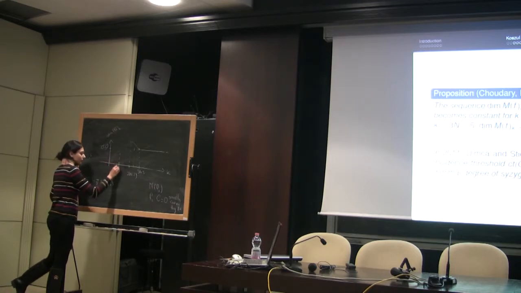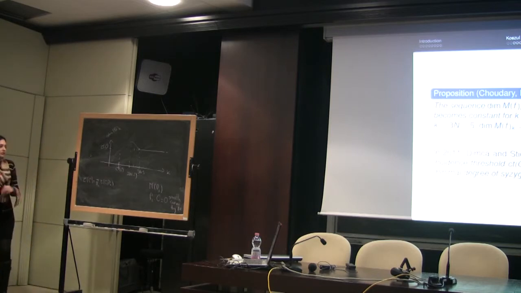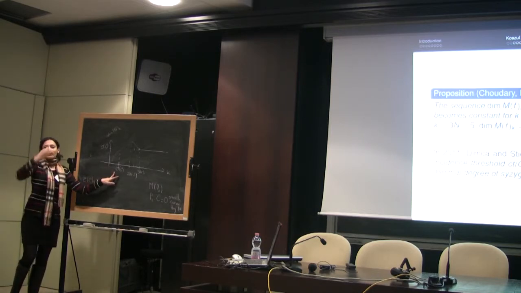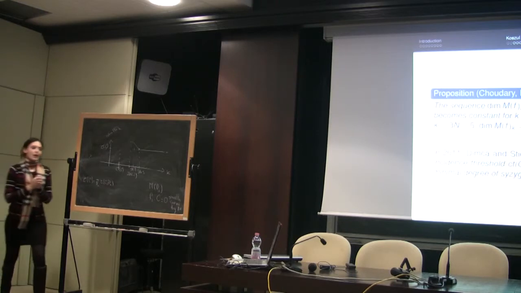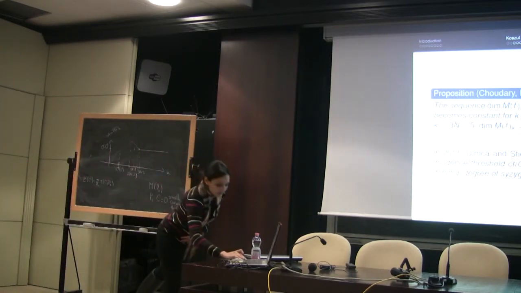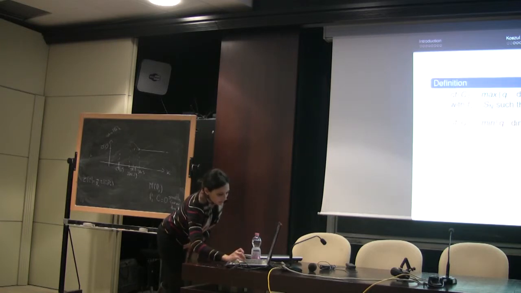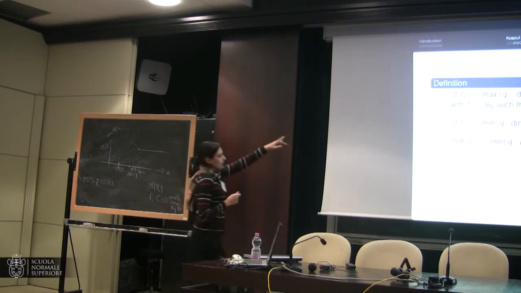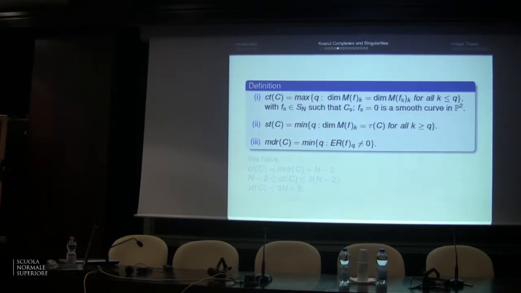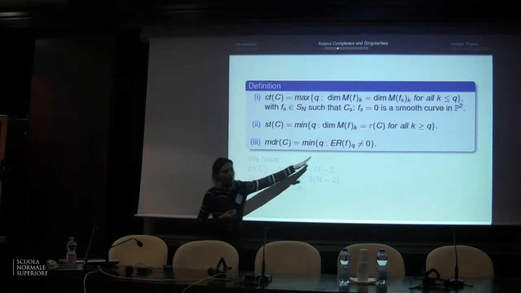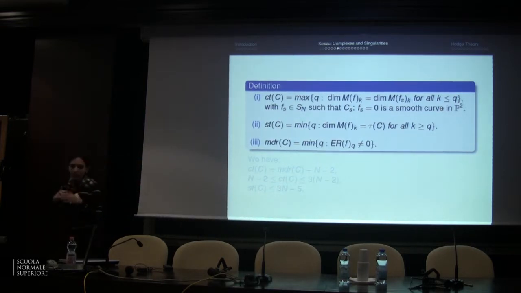So they defined three integers: the coincidence threshold, which gives until when we have this coincidence; the stability threshold, starting from when we have the stability; and the minimal degree of syzygies, and we will see why this is important. I repeat, the coincidence threshold gives us the maximum k where the dimension of Mf_k is equal to the dimension of Mfs_k. The stability threshold is the minimum k where the dimension of Mf_k is equal to tau. And the minimal degree of syzygies is the minimum q where the syzygy module is different from 0, so starting from when we have non-zero syzygies.